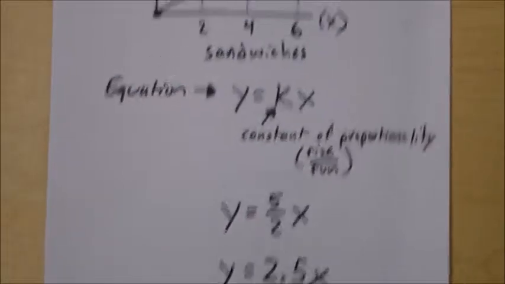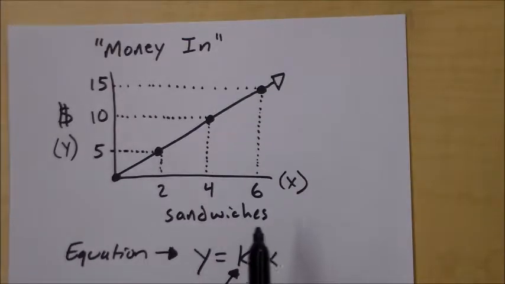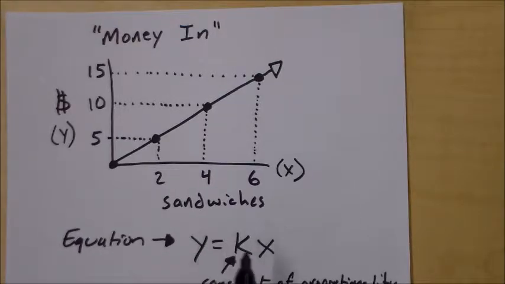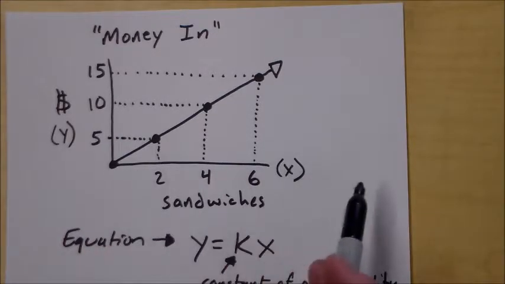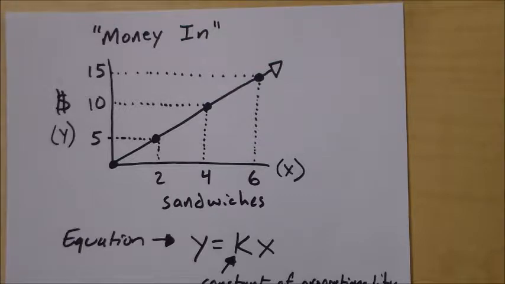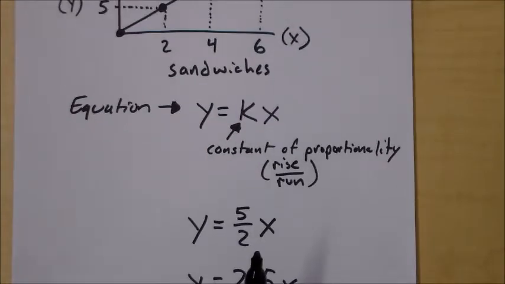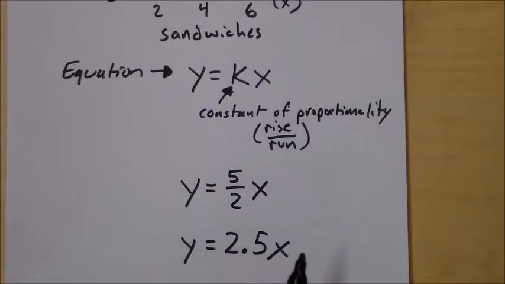And that's handy because if Pia wants to know how much money she'll get in the register if she sells, I don't know, 100 sandwiches, it would be a really super long graph to make. But with the equation, she can say, oh, that's just 100 for x. 100 times 2.5 is 250. So I know what my y will be for that value of x. Indeed, I know what my y will be for any value of x.